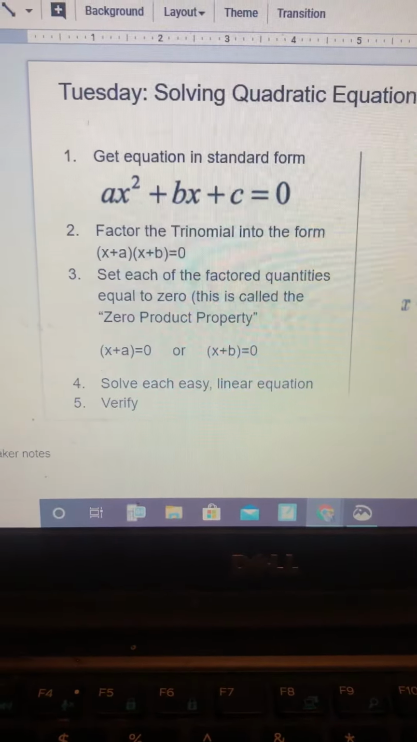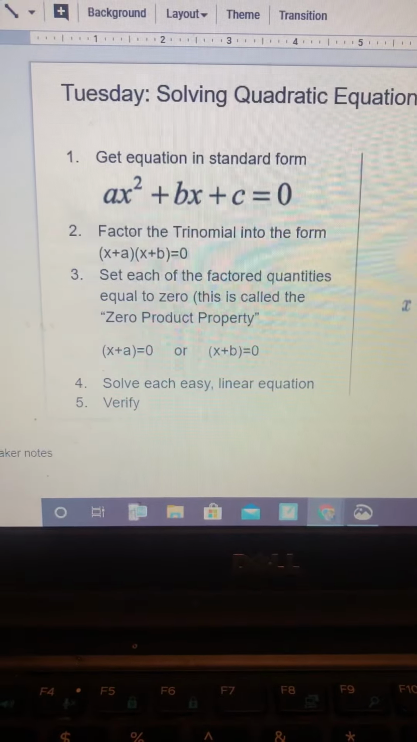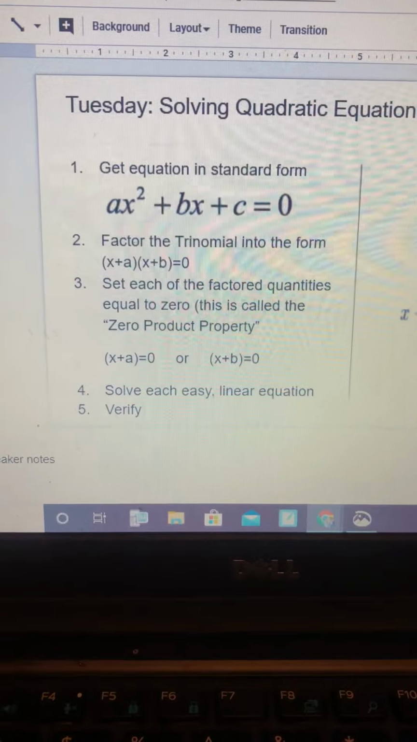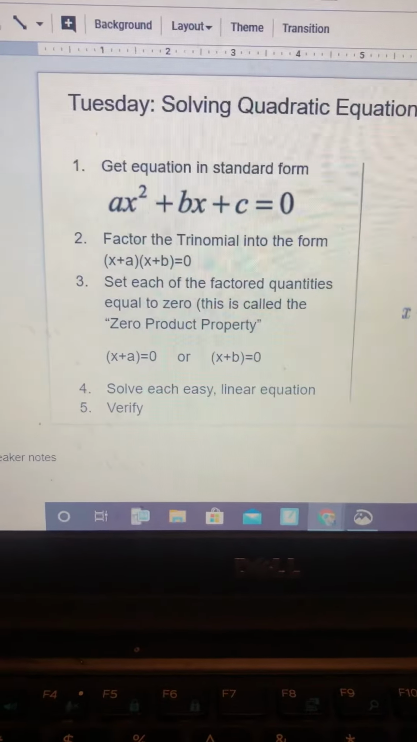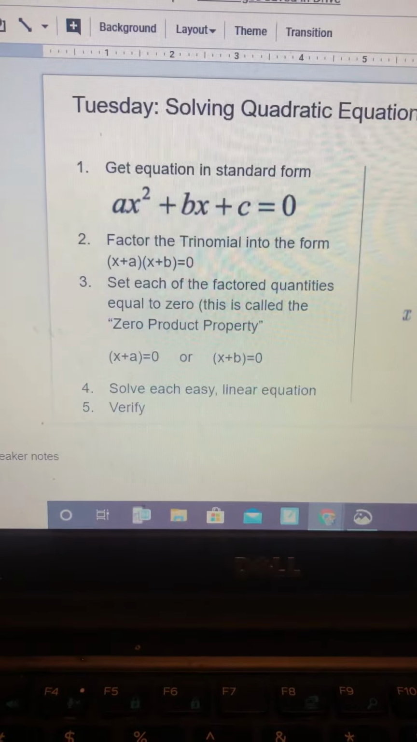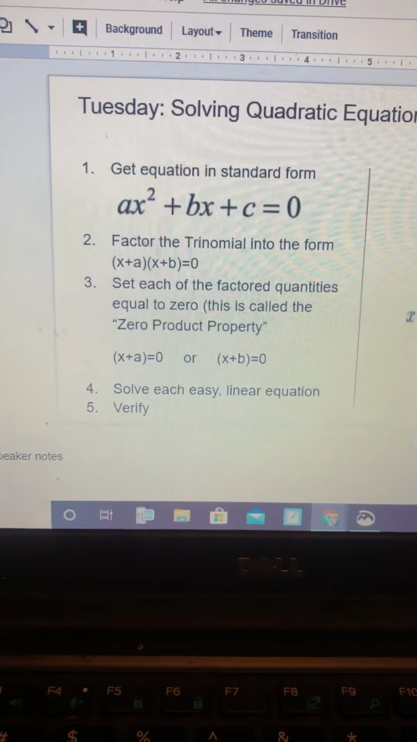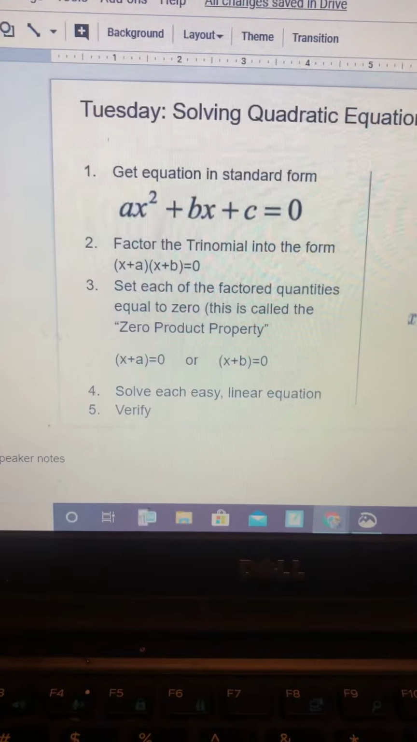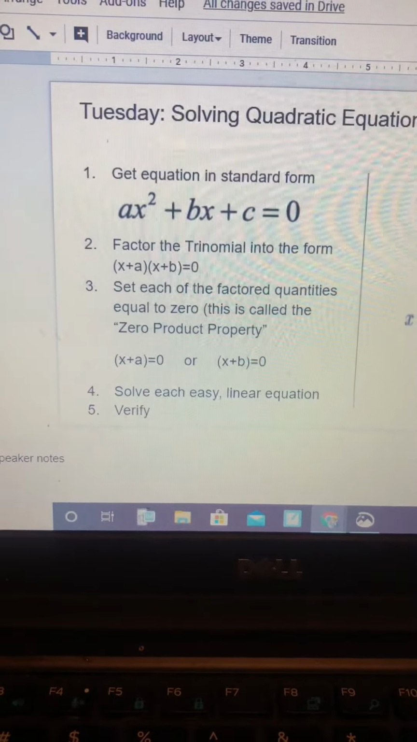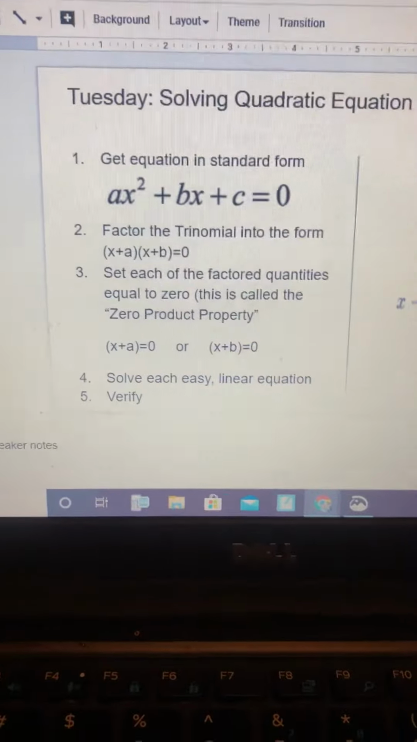Second, factor the trinomial into two quantities. Next, set each of these quantities equal to 0. This is called the zero product property. It's less important that you know its name and more important that you realize that when you multiply two things and the result is 0, one of those two things, or both of them, have to be 0. So set each piece equal to 0, then solve those two very easy linear equations and verify your solutions.